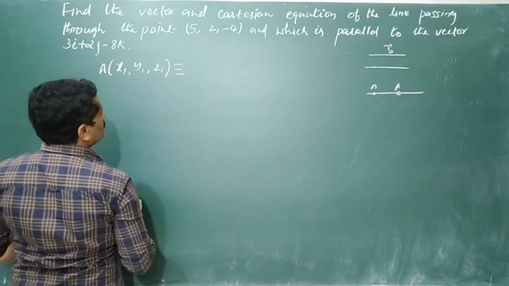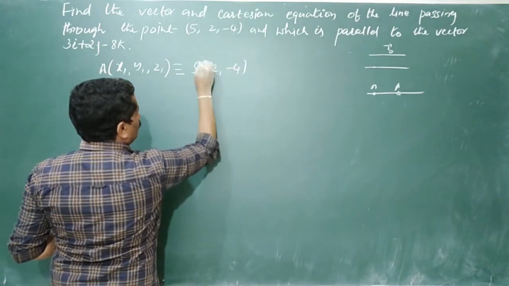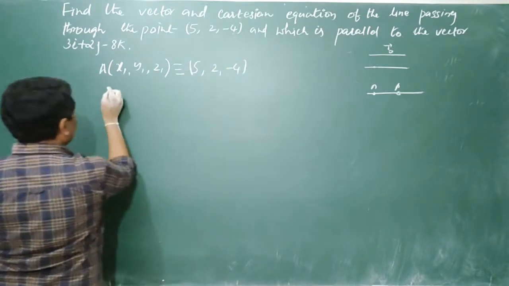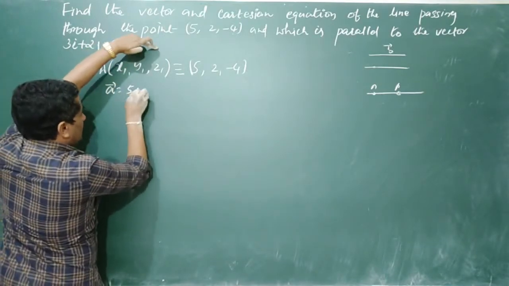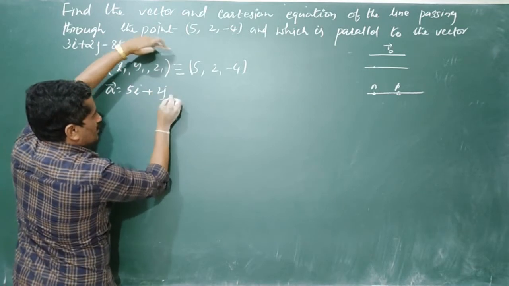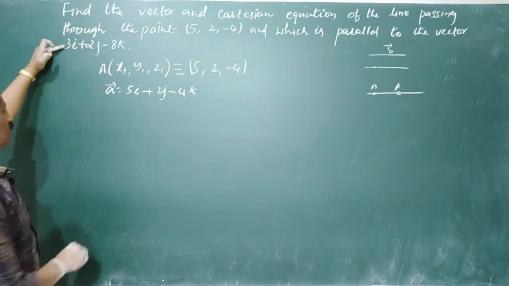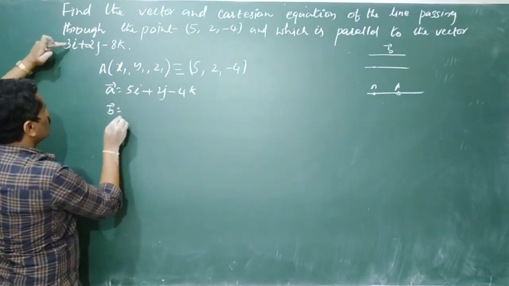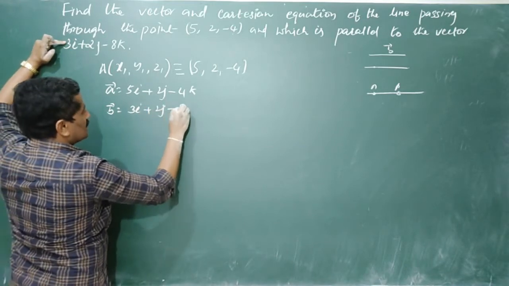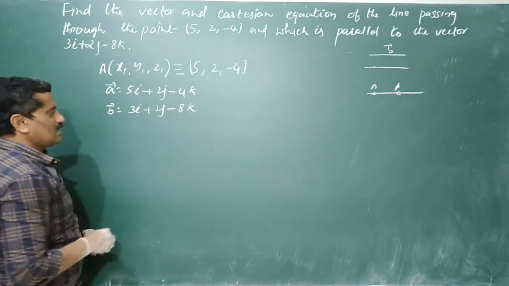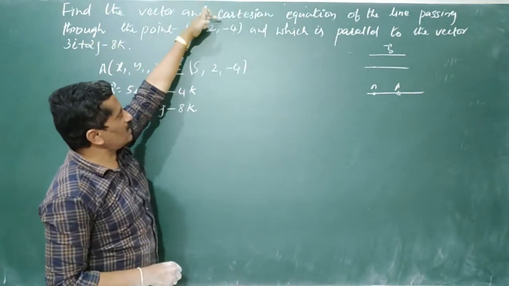corresponds to (5, 2, -4), which can be written as a bar = 5i + 2j - 4k, and the parallel vector b bar = 3i + 2j - 8k. So now we need to find both vector and Cartesian equations.